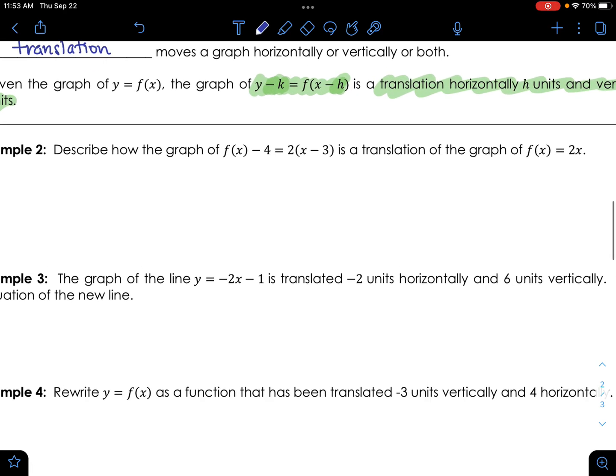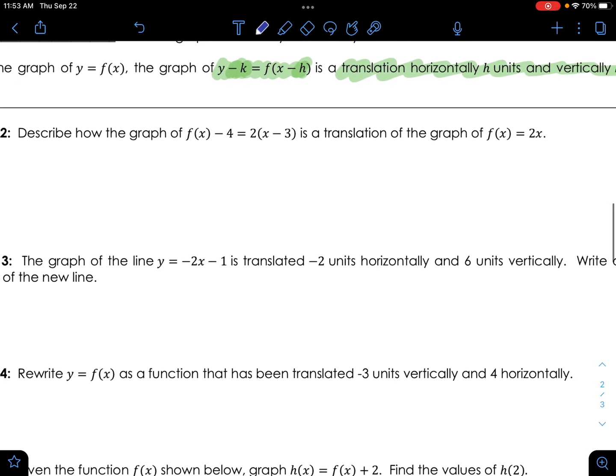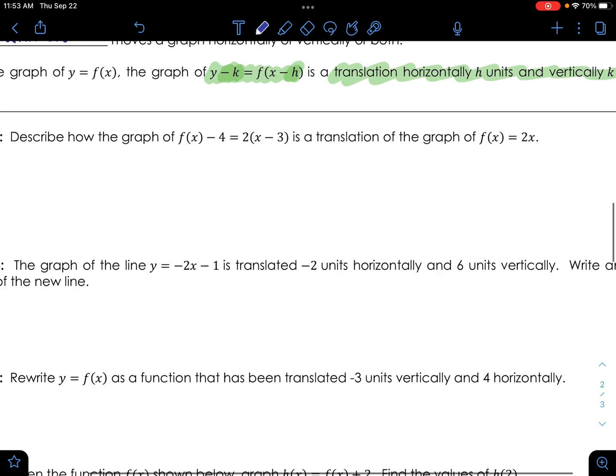So if we look at this example here, it says describe how the graph f of x minus 4 equals 2 times x minus 3 is a translation of the graph of f of x equals 2x. So in this case, you'll see there is a f of x minus 4. We are subtracting 4. So that tells me that because this equation is written in this form, in point slope form, it is lying to us.